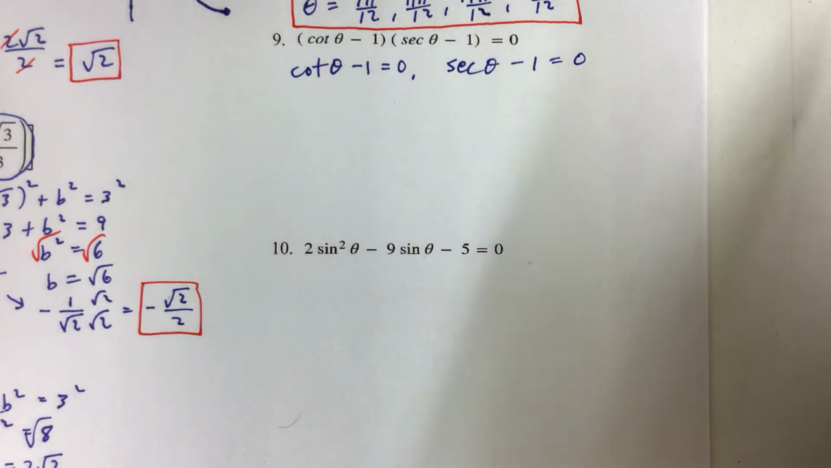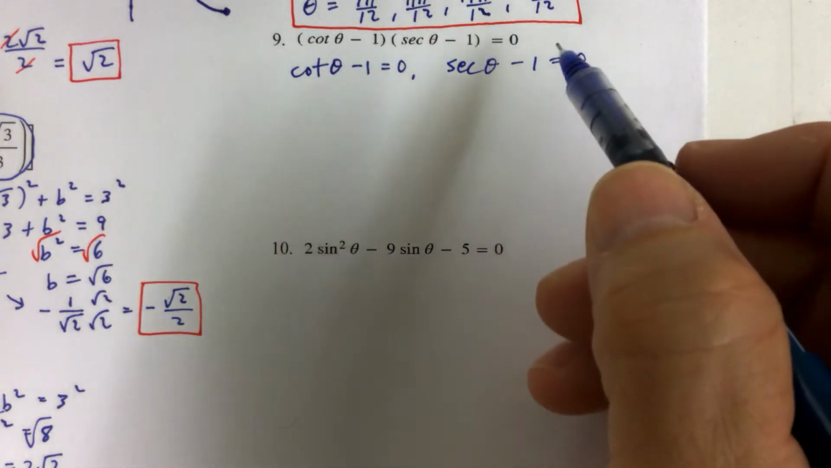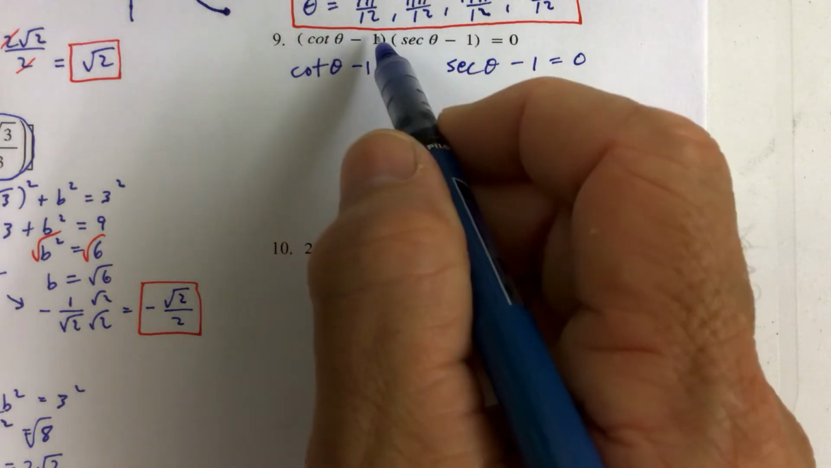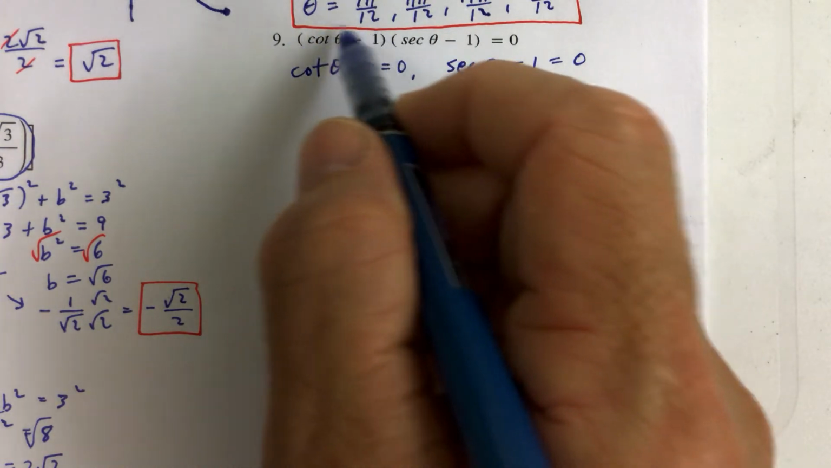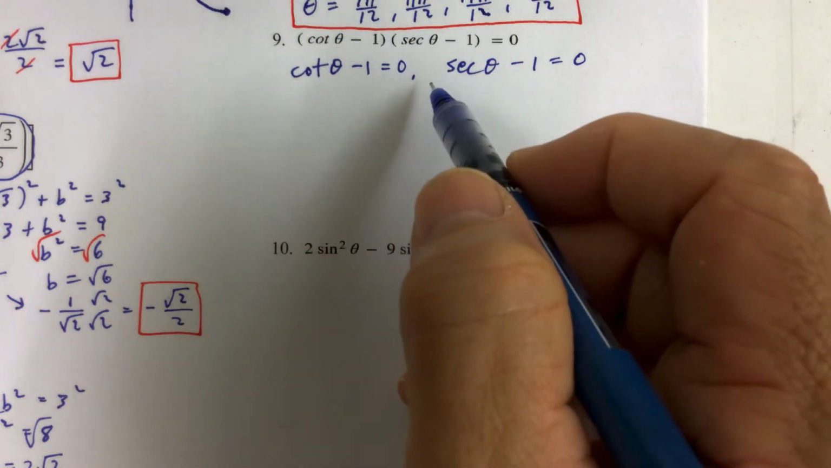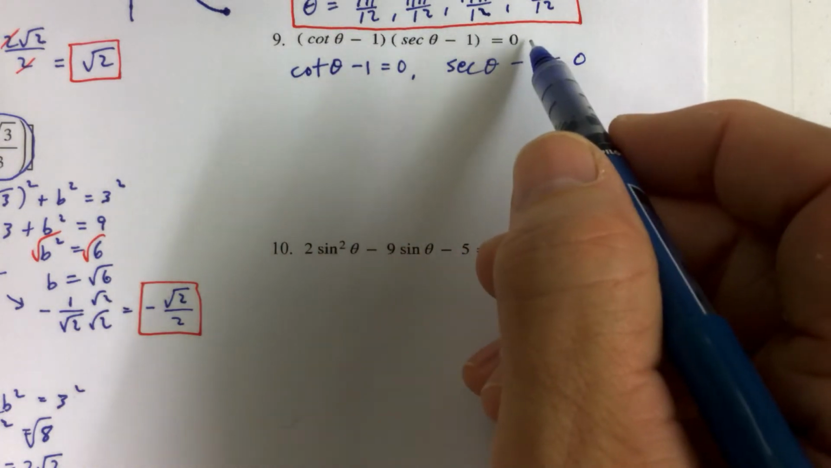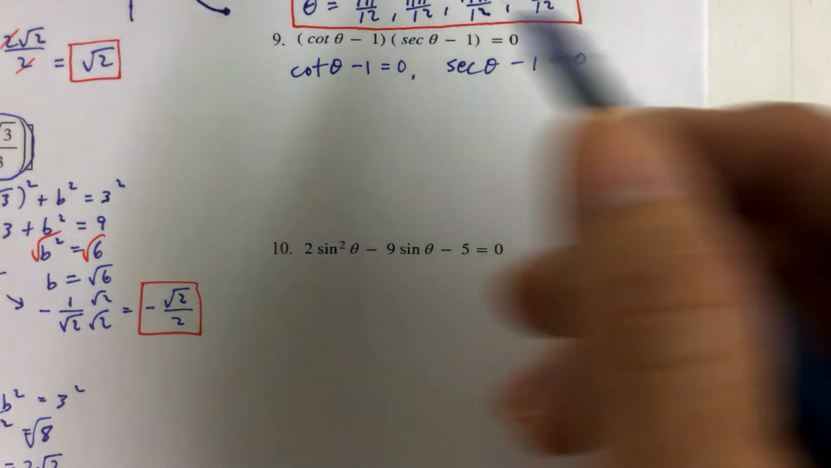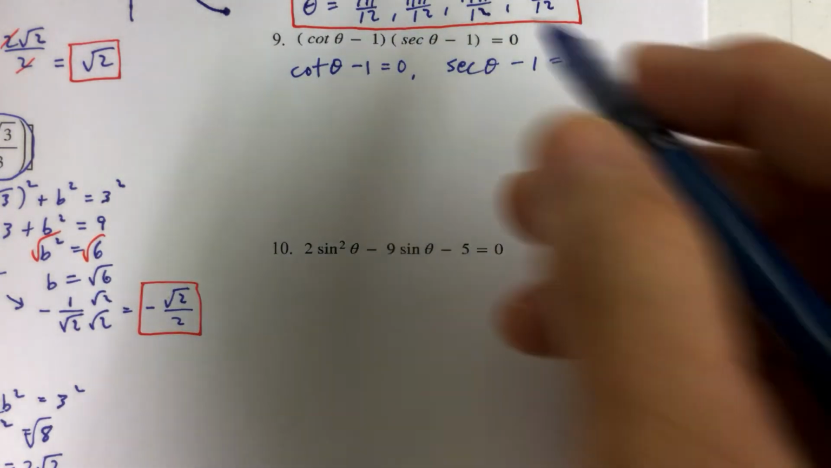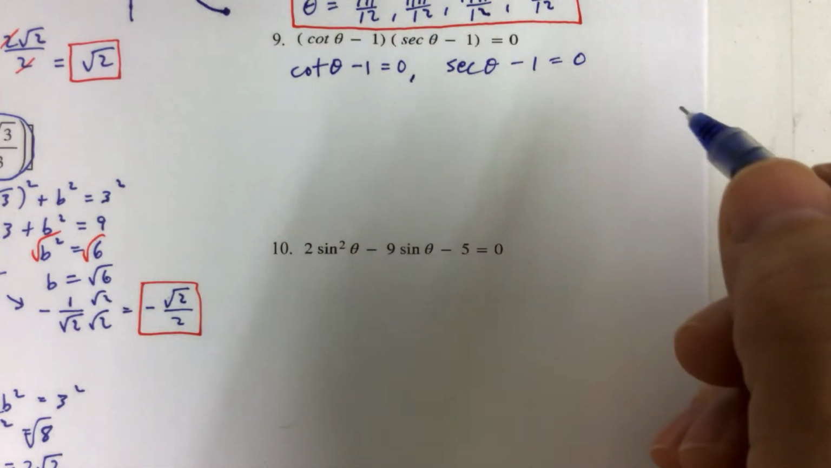So the only values of theta that would make this equation work are the values of theta that would make each factor equal to 0. Because when two or more factors multiply together to give you 0, the only way to solve that is if one of the factors is equal to 0. It goes back to that property of real numbers, the zero product property.